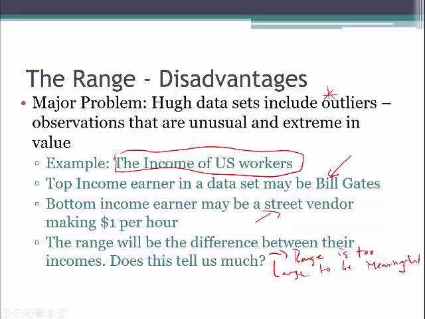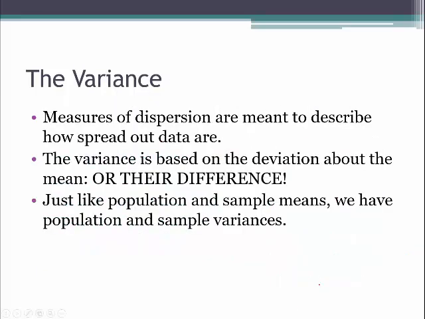All right, so to fix this, we introduce a new measure of dispersion, first called the variance. Measures of dispersion are meant to describe how spread out data are. The variance is based on the deviation about the mean. What this looks at is how far data values are from the mean. So how far are data values from the average of that data set? To find this deviation from the mean, we look at the difference of data values from the mean.